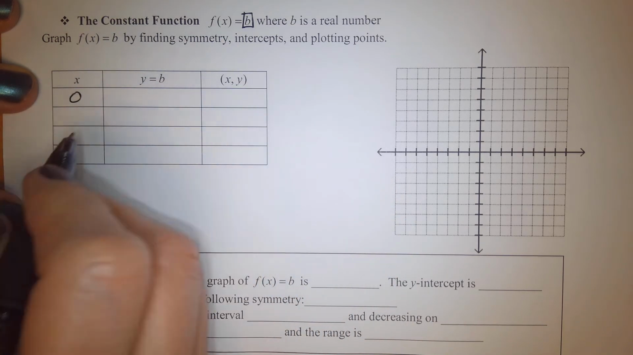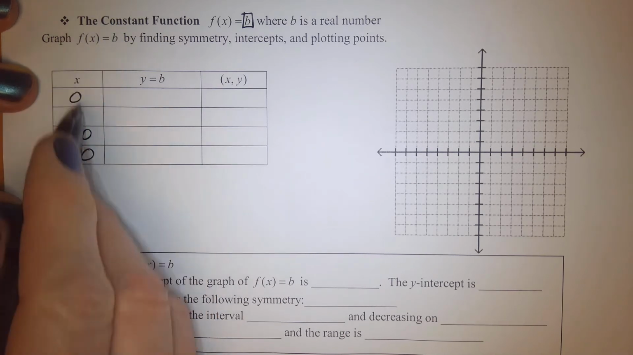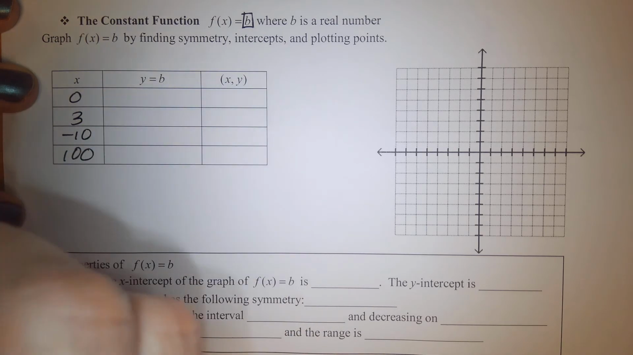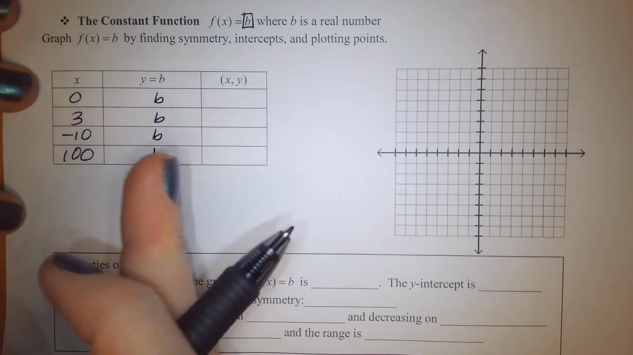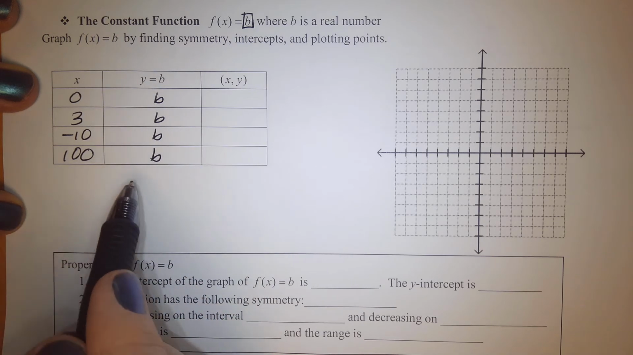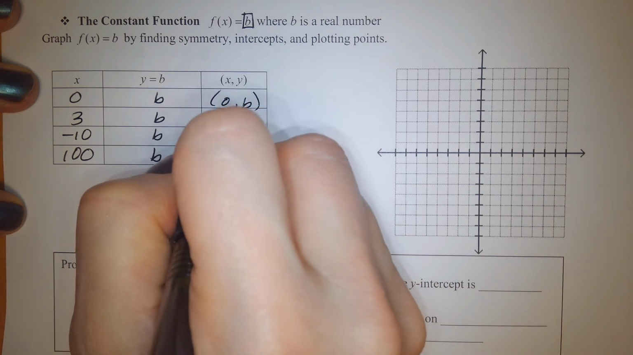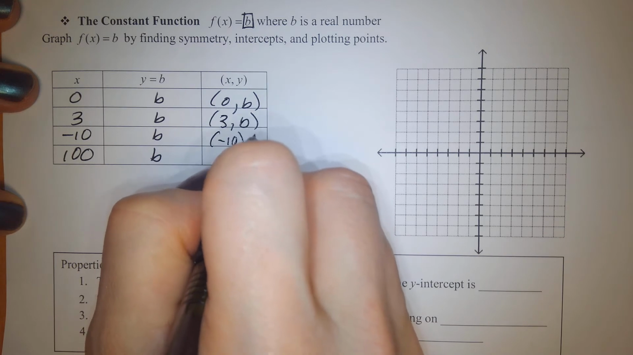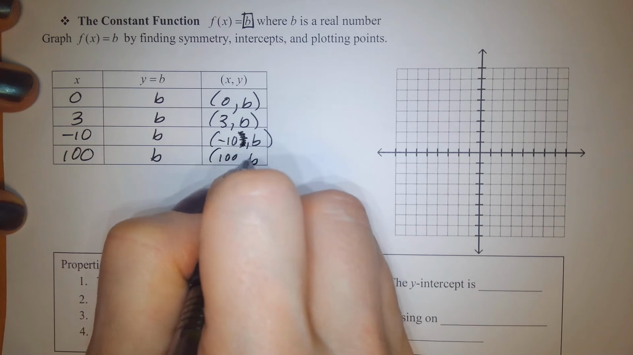So no matter what x is, I could plug in a 0, a 3, a -10, a 100. It wouldn't matter what I plug in for x. Y will always give me b, whatever b is. If b is 10 or pi or 0, it will always give me that number. So all of these points are going to be at (0, b), (3, b), (-10, b), (100, b), and so on.